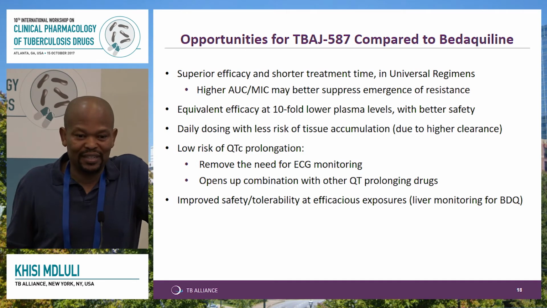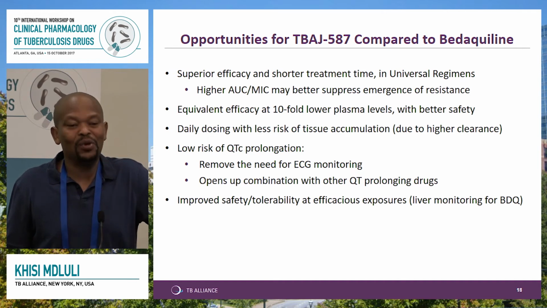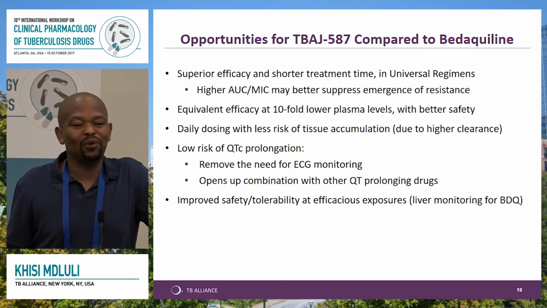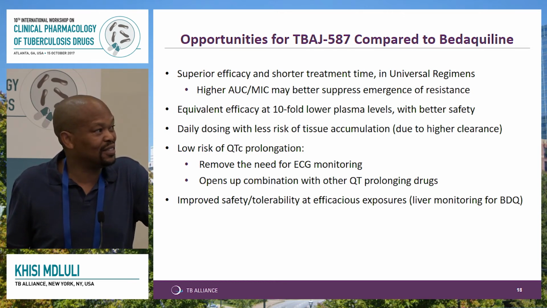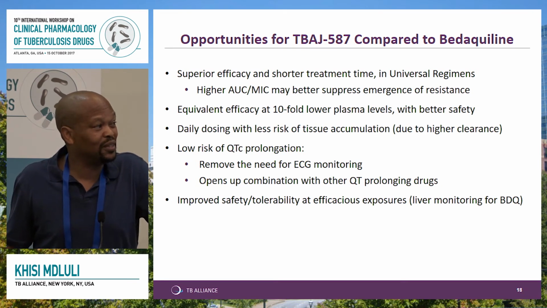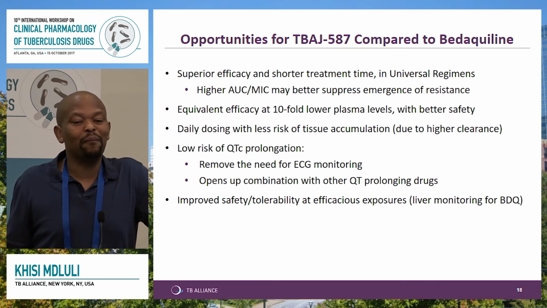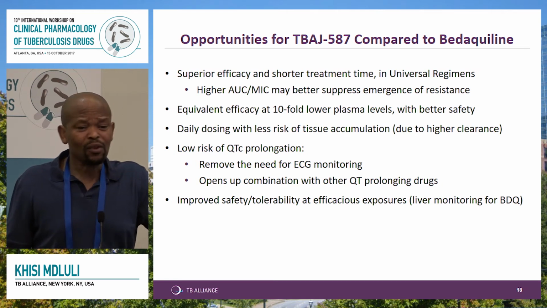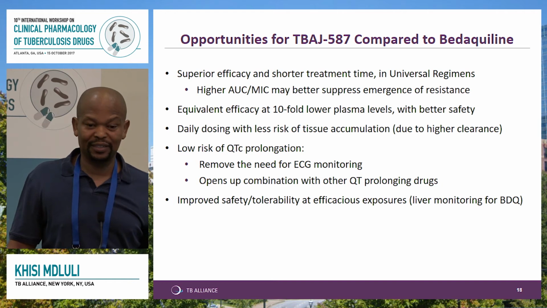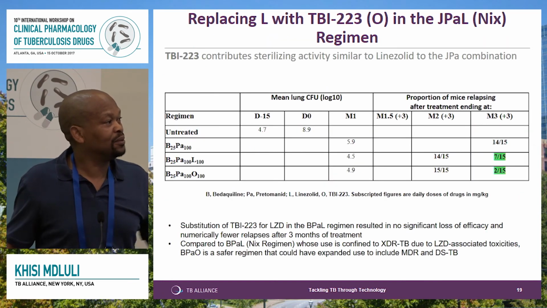So the opportunities that exist now then, we think we're going to have superior efficacy and a shorter treatment time, and I'm going to show you some of those hints in the next few slides, because we're going to have a higher AUC versus MIC, maybe better suppress emergence of resistance, as well as you saw on the slide with the resistances, with the efficacy against the resistant cells. We have the equivalent efficacy at 10-fold lower exposure than linezolid, and we think we can dose daily because we have much better clearance than bedaquiline. We have a lower risk of QTc because of the data that I just showed you for ECG, but also for the ion channels, and we think we have a safer compound.